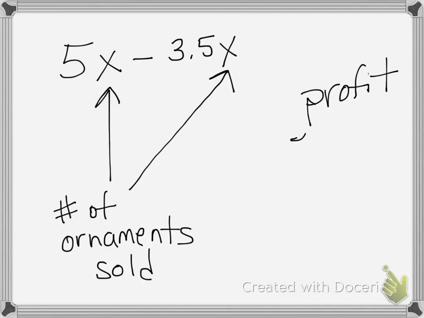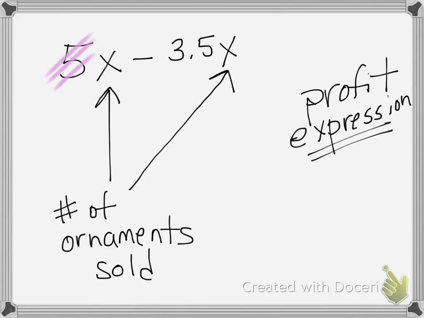We know how much money we make on each one of these ornaments based on this expression. Now with the 5, this is how much money we get for each ornament. The 3.5 is how much we pay for each ornament, our expense. So it's very expensive, let's say in this case, to make these ornaments. By plugging in a number, and again this is for us to do and us to decide, because we want to project how much money we might make on the selling of these ornaments.